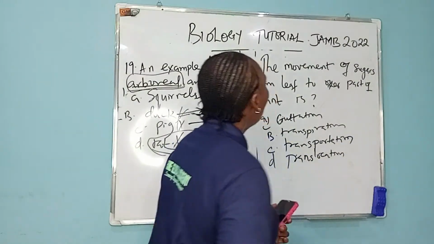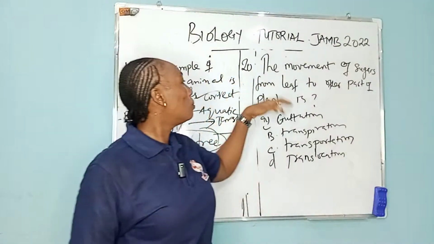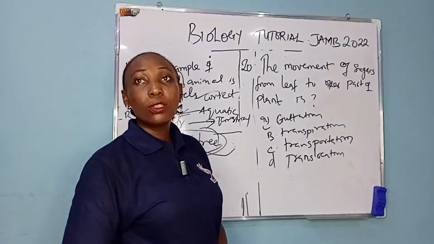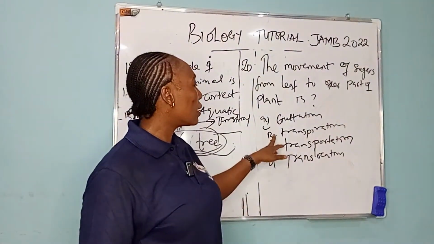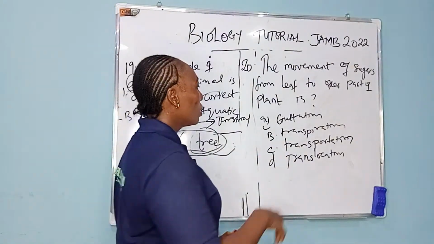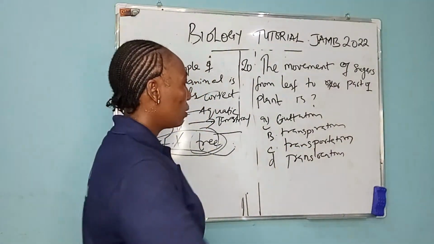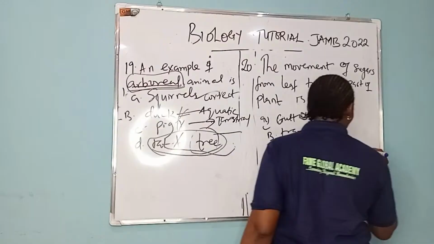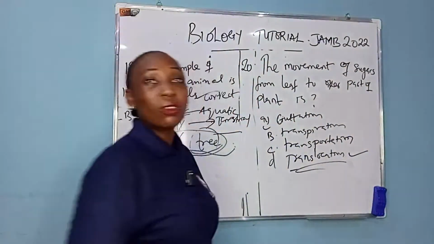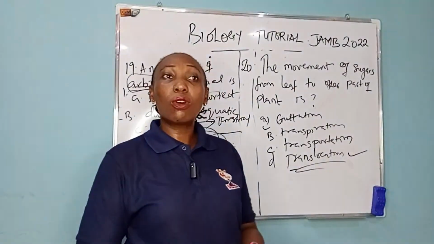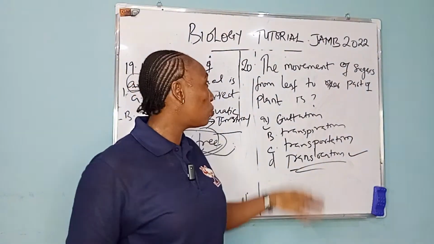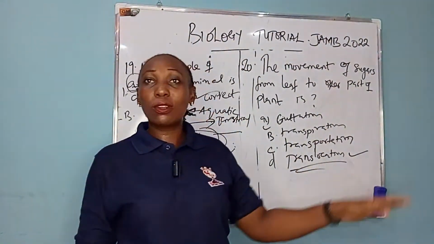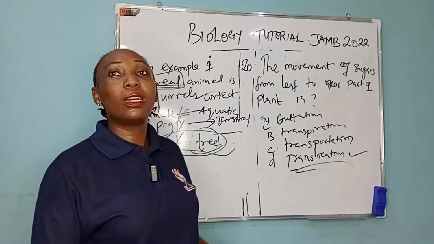Okay, the movement of sugars from leaf to other parts of the plant is A, glutation, B, transpiration, C, transportation, D, translocation. The correct answer here is translocation. What is translocation? Translocation is the movement of food from the leaves of the plant. Sugar here is food. The movement of the food from the leaves to other parts of the plant, such as the roots, the stem, the leaves.